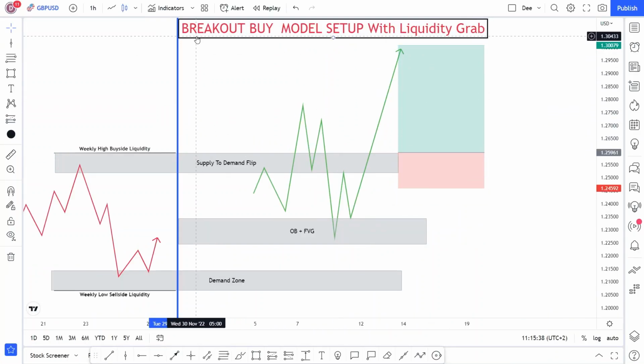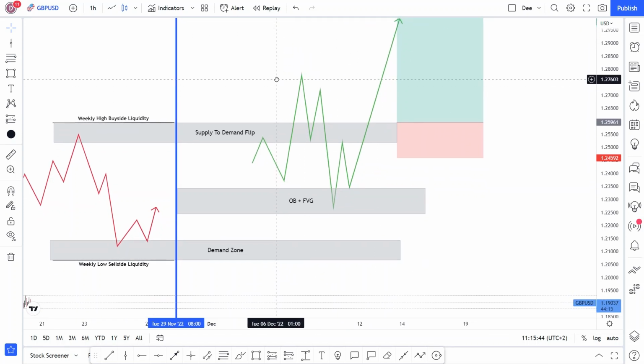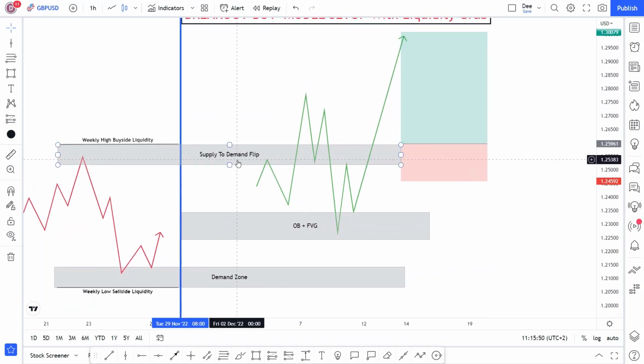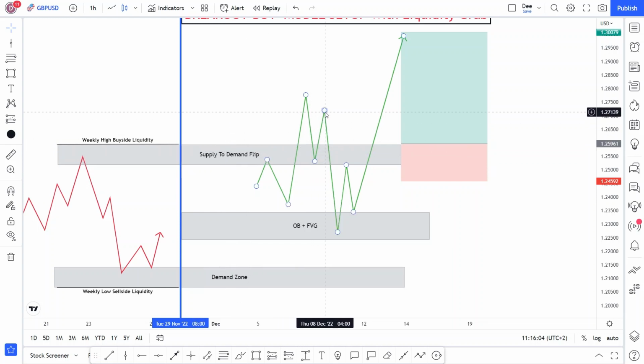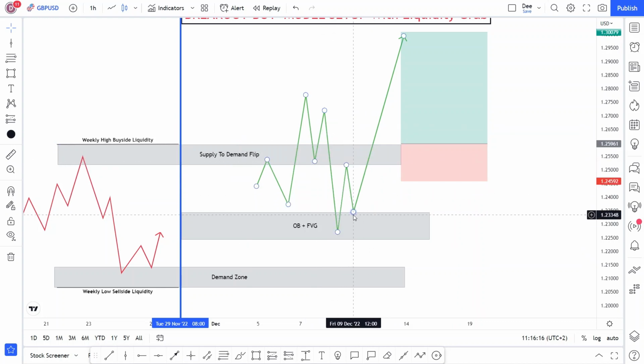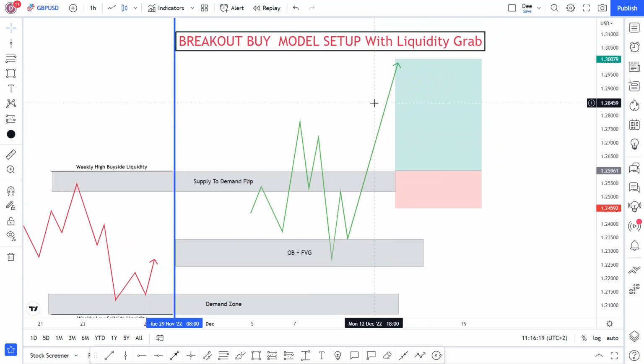Okay, guys, on this example, we have the breakout buy model setup with liquidity creep. Okay, so on this example, what we have here is on this supply zone, we had the sellers who were selling this supply zone, their stop loss is hit, and we also had the pending orders and the breakout traders who were buying this supply to demand flip, and you can see their stop losses were hit in terms of this liquidity grab to a fair value gap and the order block below this new demand zone. And then after that, the market continued to rally up.